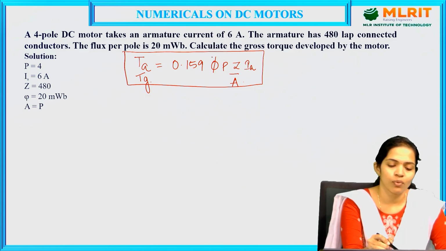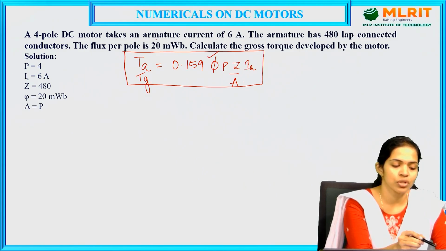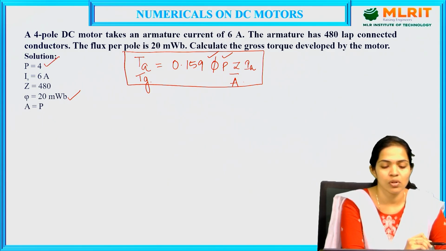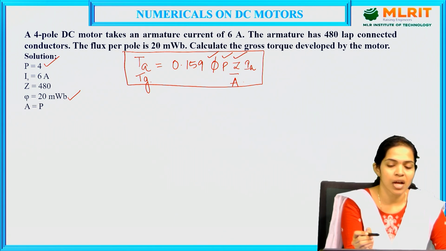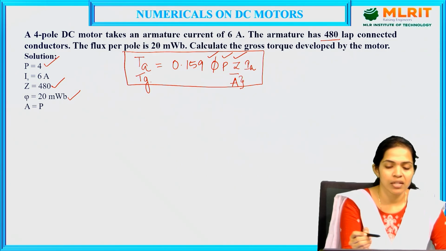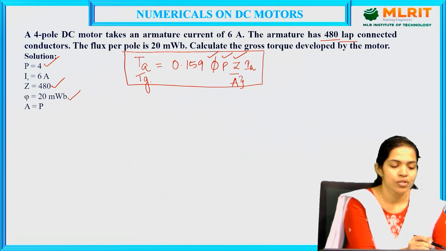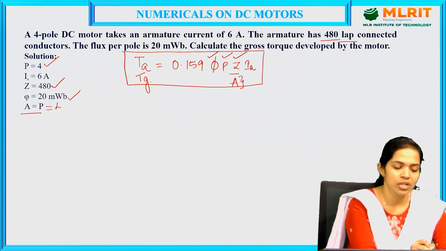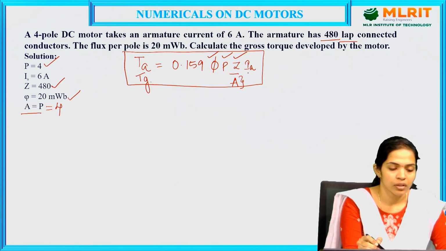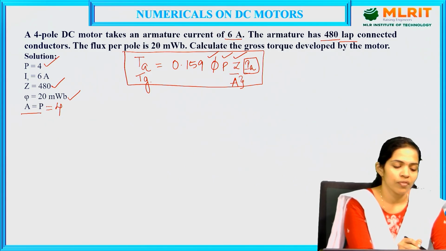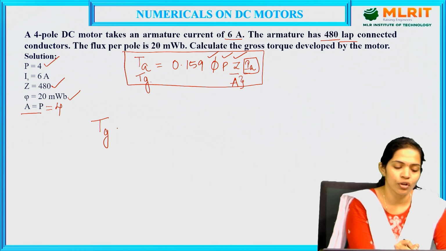For this we require the flux per pole, which is given in the question as 20 milliwebers. We have the poles as 4, and the number of conductors as 480, and the number of parallel paths. The armature is lap connected, so for any lap connection the number of parallel paths equals the number of poles, which is 4. And the armature current taken by the motor is given as 6 amperes.